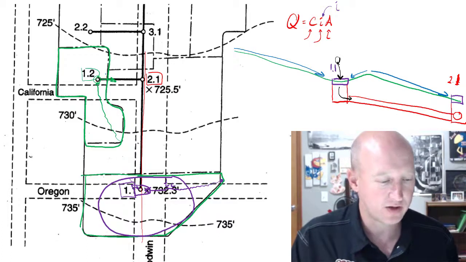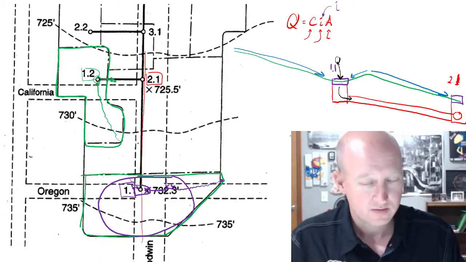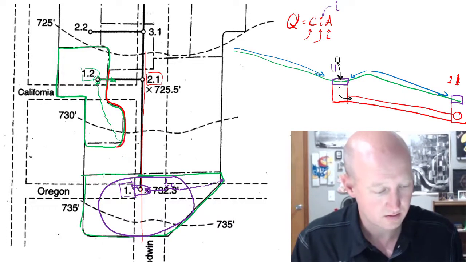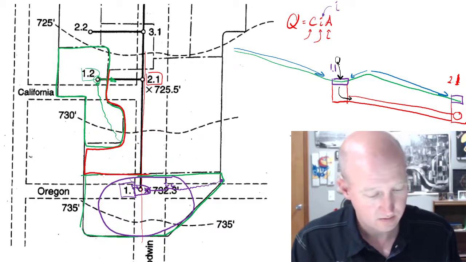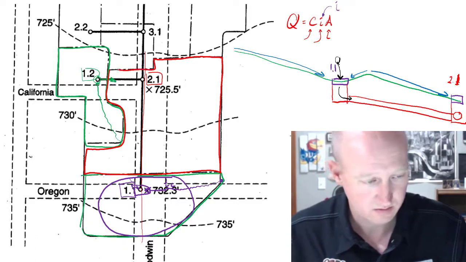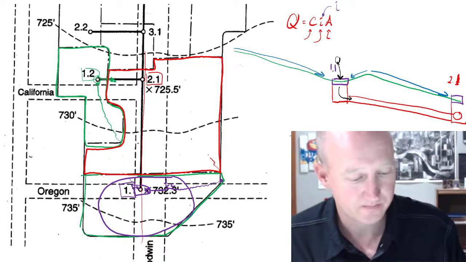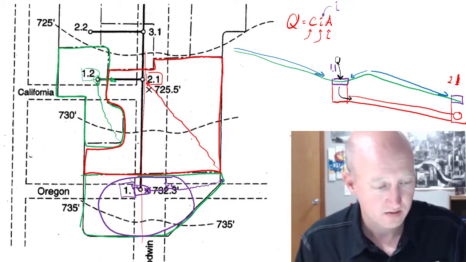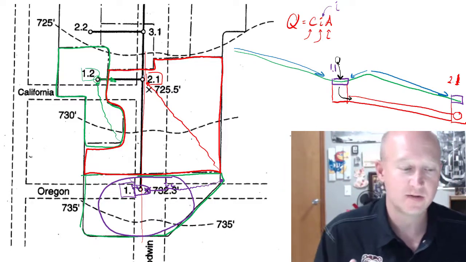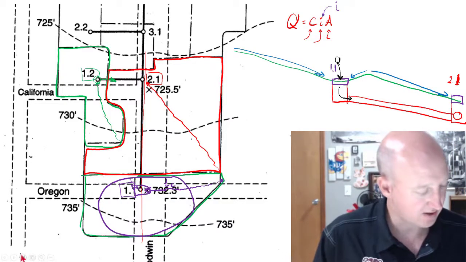2.1 is a little bit trickier. So 2.1 is draining, so the inlet itself is draining this area. Okay, so we can use the time of concentration to get the intensity, and that's going to size the inlet for 2.1. Now, recognizing that the inlet is just draining the surface.